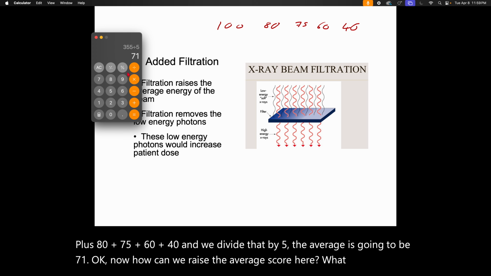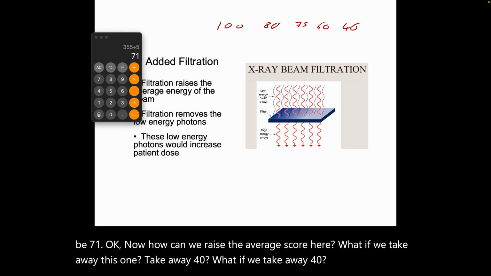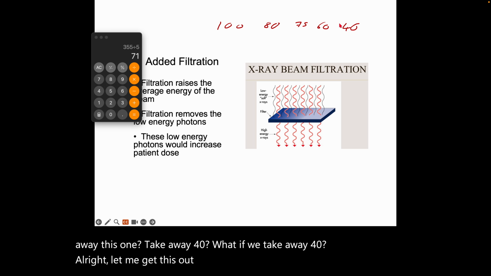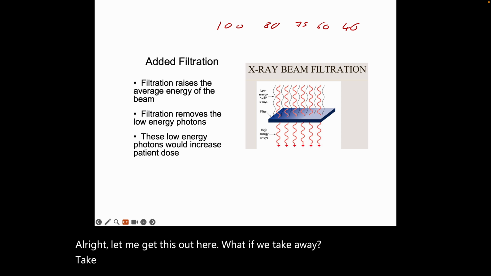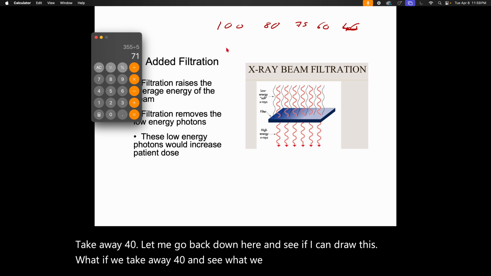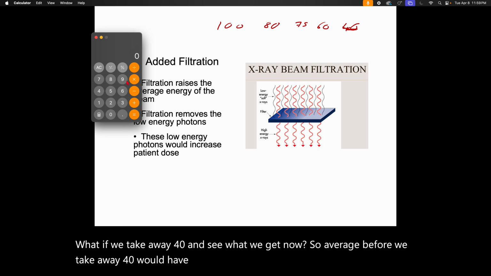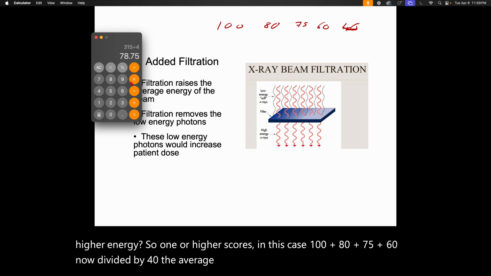Okay, now how can we raise the average score here? Well, what if we take away 40? The average before we take away 40 would have been 71. So what happens if we just use the higher scores, in this case 100 plus 80 plus 75 plus 60, now divided by 4? Oh, the average has gone up, 78.5.